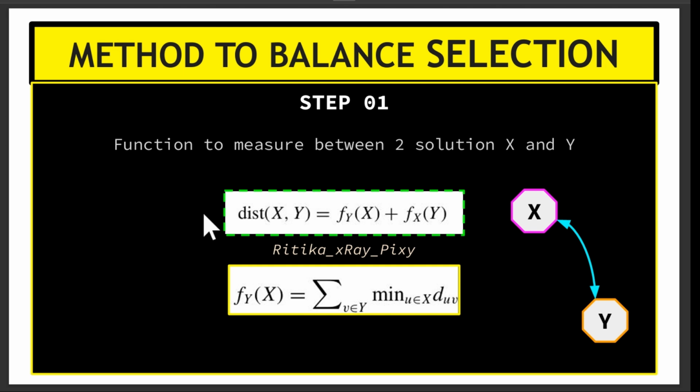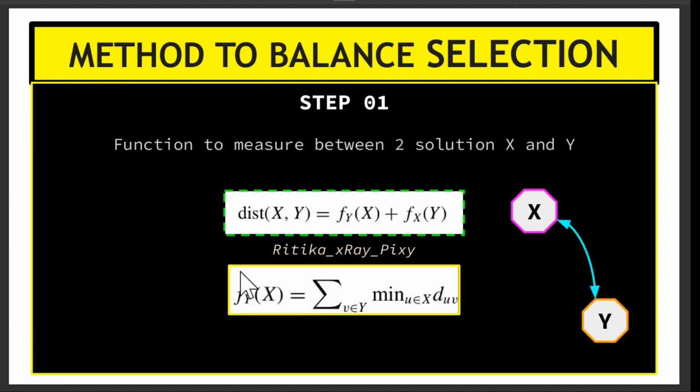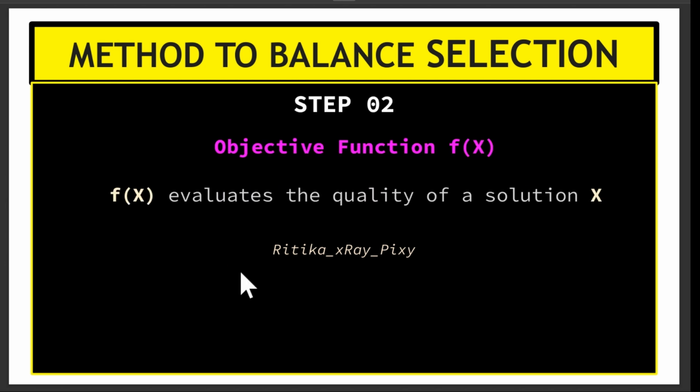You can see here f(y,x), that is the minimum distance between x and any element u in y, and f(x,y), this is the minimum distance between y and any element v in x. This function measures how different two solutions x and y are from each other. Next we have the objective function, that is f(x). It will evaluate the quality of solution x.